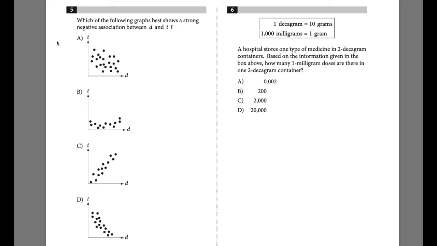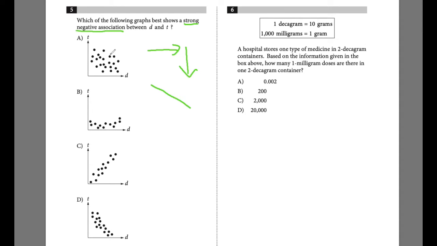Which of the following graphs best shows a strong negative association between D and T? In this question, we need to understand what a strong negative association actually means. In order to have a negative association, this means that from left to right, our line is going to be decreasing. So we're going to have a line with a negative slope. That's what a negative association means.